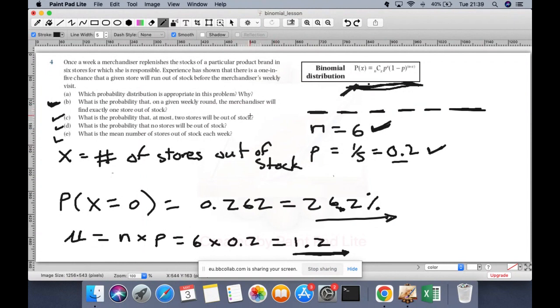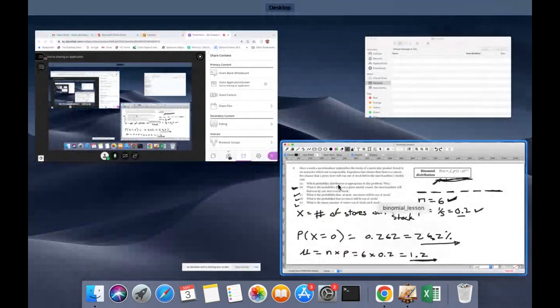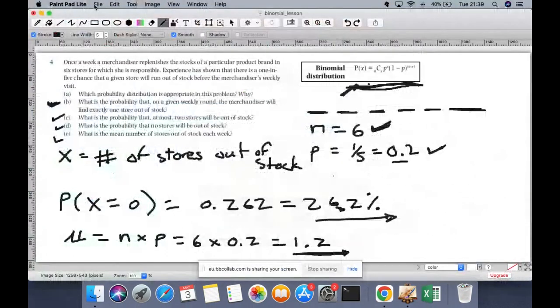All right, so I'm not going to cover the Poisson distribution, which is the other discrete distribution. What I am going to cover instead is the normal distribution, which is a continuous distribution. So let me give you an example.